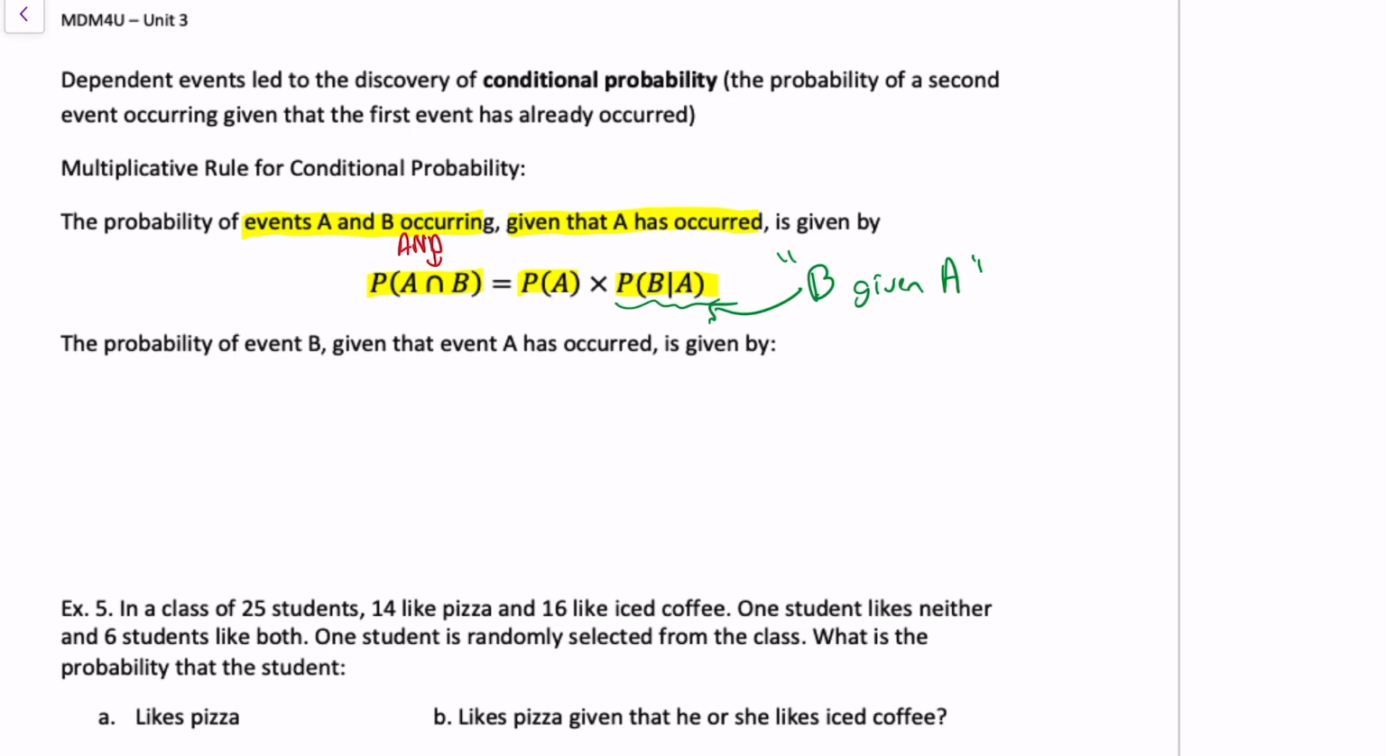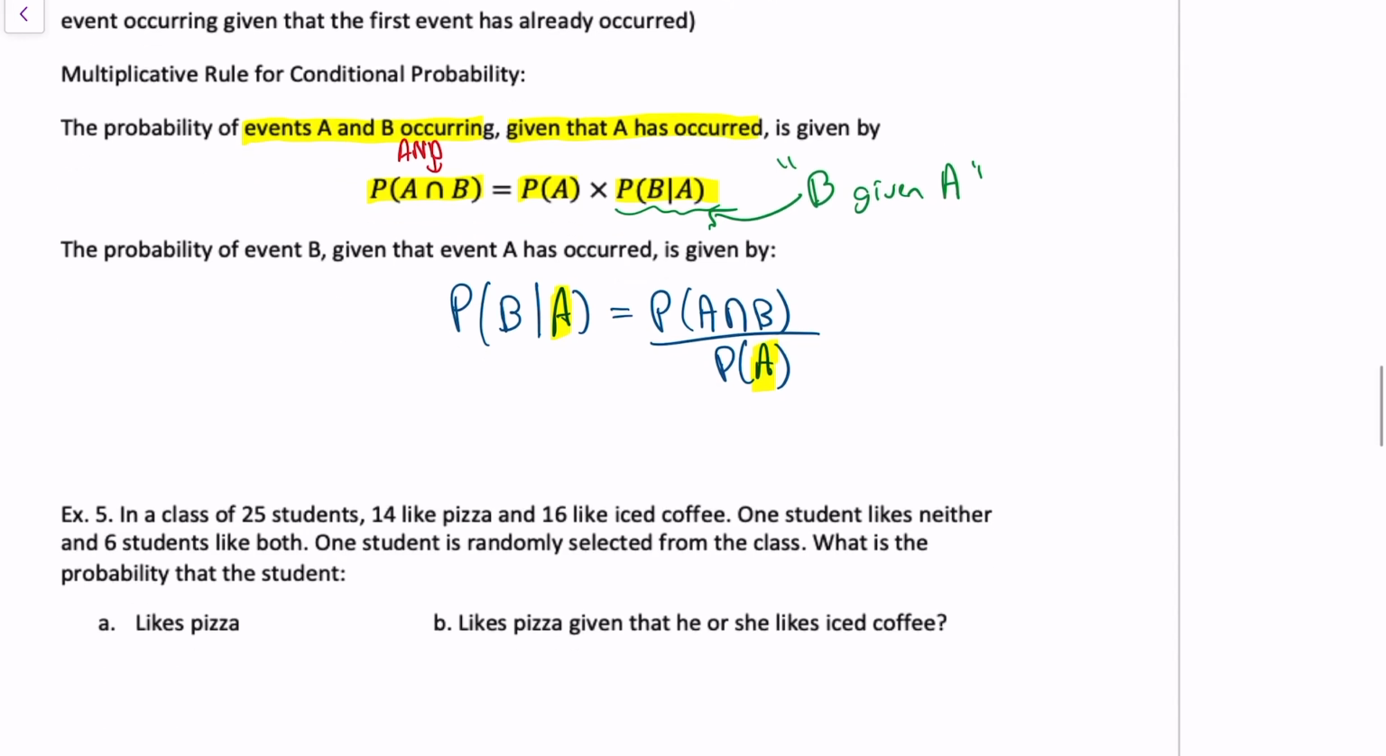And this can be rearranged in order to find that conditional probability. So let's say I wanted to find the probability of B given A. I could write it like this, and I simply rearrange that formula so I have the probability of A and B over the probability of A. And whatever the second thing is, the A in B given A, this will always be corresponding to what's in the denominator. So just something to watch out for. And we'll see some examples like that.